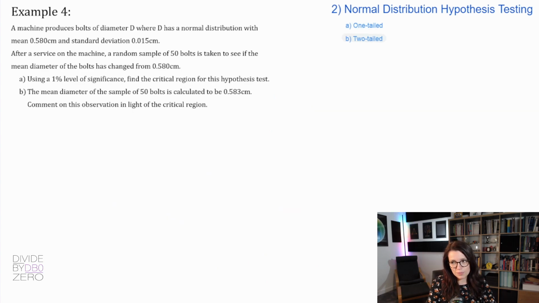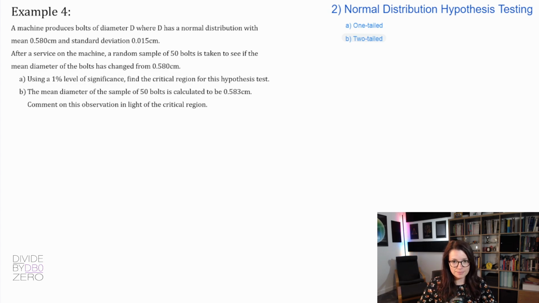For the last example, I want to show you a normal distribution hypothesis test which is two-tailed but also involves finding the critical region. So it says a machine produces bolts of diameter d where d has a normal distribution with mean 0.580 centimeters and standard deviation 0.015 centimeters. After a service on the machine, a random sample of 50 bolts is taken to see if the mean diameter of the bolts has changed from 0.580. Part A, using a 1% level of significance, find the critical region for this hypothesis test.